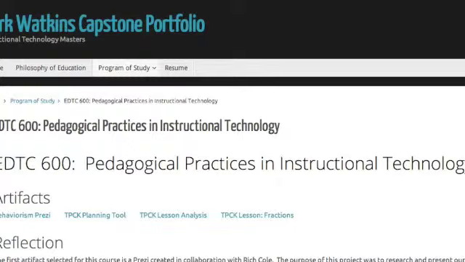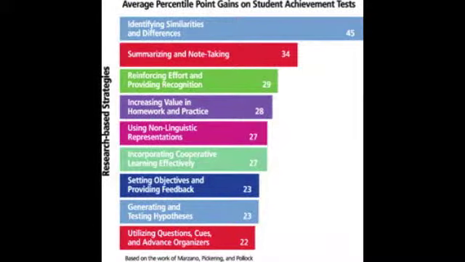I found when reflecting on my instructional practice that some of these really came naturally to me and just happened organically throughout the day, while others needed a little bit more conscious effort and planning on my part to make sure that I incorporated them in my instruction.